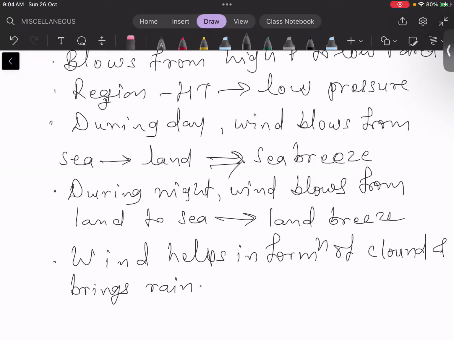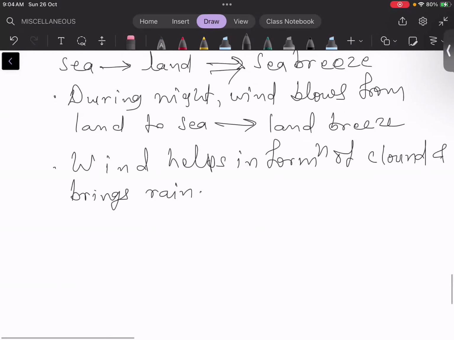Okay. Then the next part is air pollution. Now, what is air pollution? Addition of unwanted substances into the atmosphere that has hazardous effects on living organisms. That is called what? Air pollution.